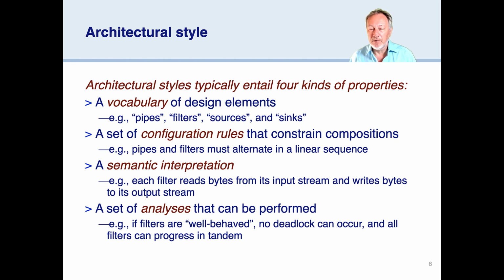We also talk, for example, in the data flow architecture about pipes and filters, sources and sinks, or in a MapReduce architecture, we talk about the mapping and reducing functions. We also have a set of configuration rules that constrain the compositions. So, for example, pipes and filters must alternate in a linear sequence. Or if we have a layered architecture, communication goes down to the API of the level below, but not to the API above. So you have constraints about how components are composed and how they are allowed to communicate.